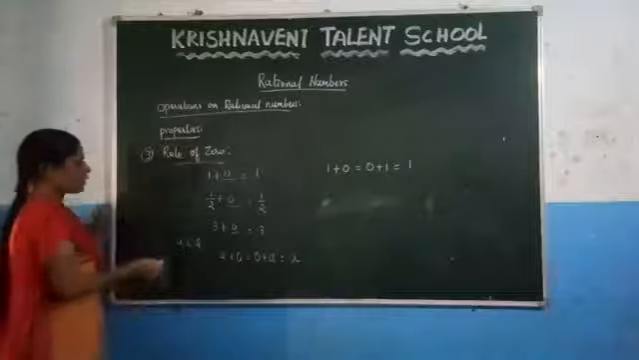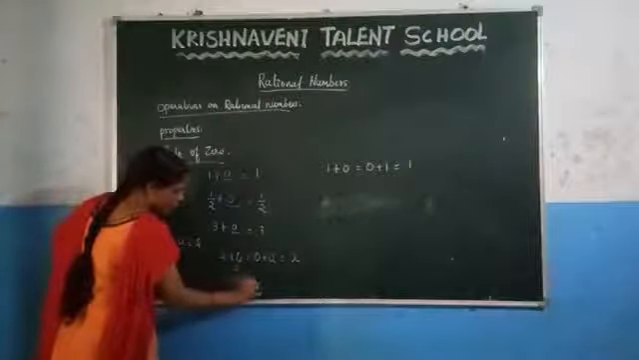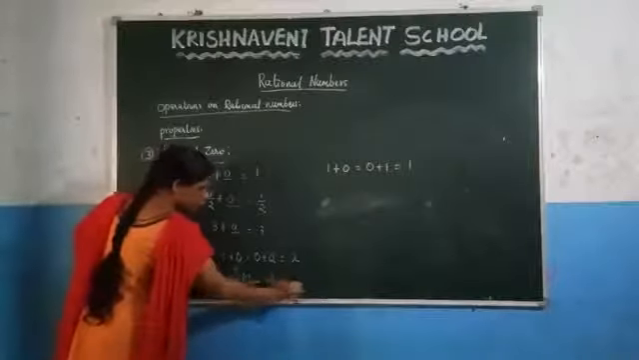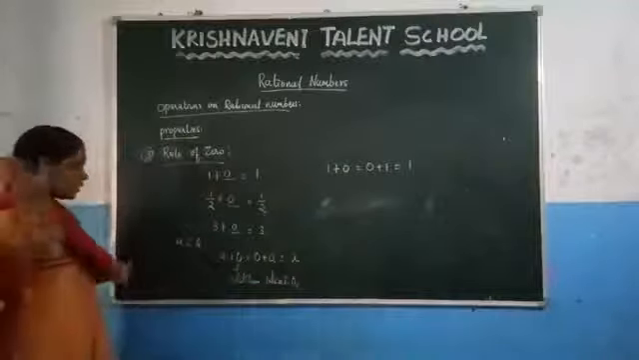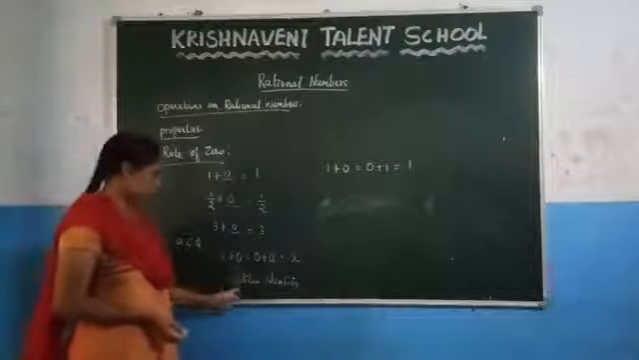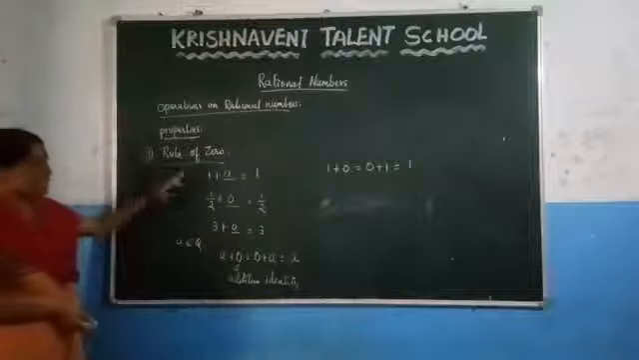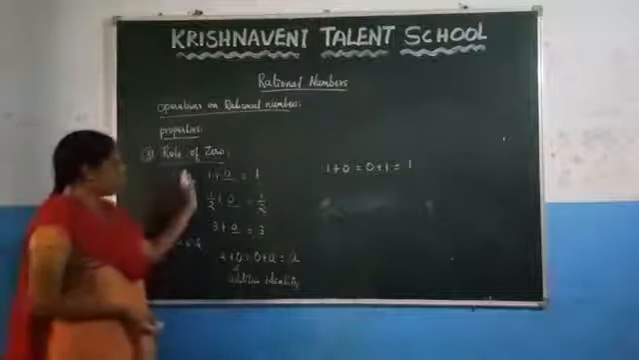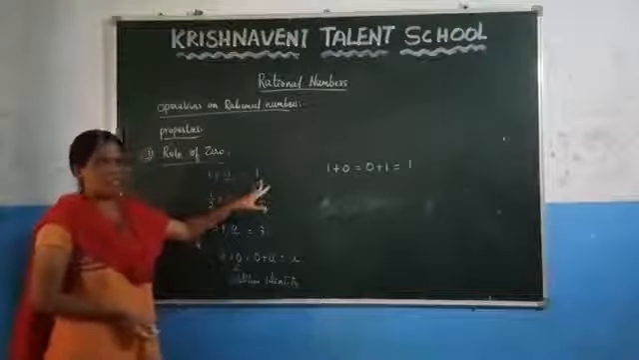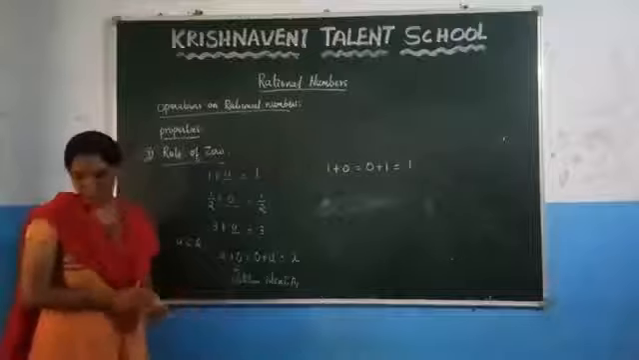This 0 we call an additive identity. So what is the additive identity? If they ask what the additive identity is, you can say that 0 is the additive identity. What is the role of 0 here? If you consider any rational number, you have to add one number such that you get the same number as the result. What is that number? 0. That 0 we call an additive identity.